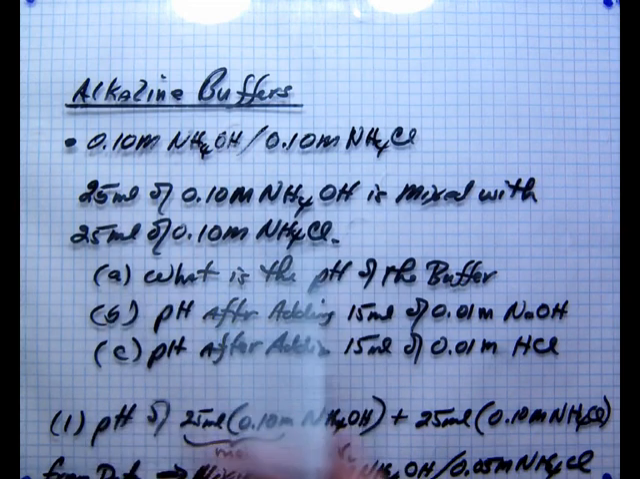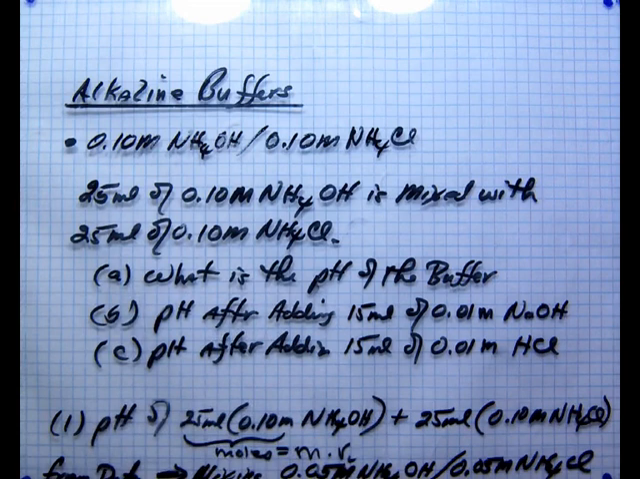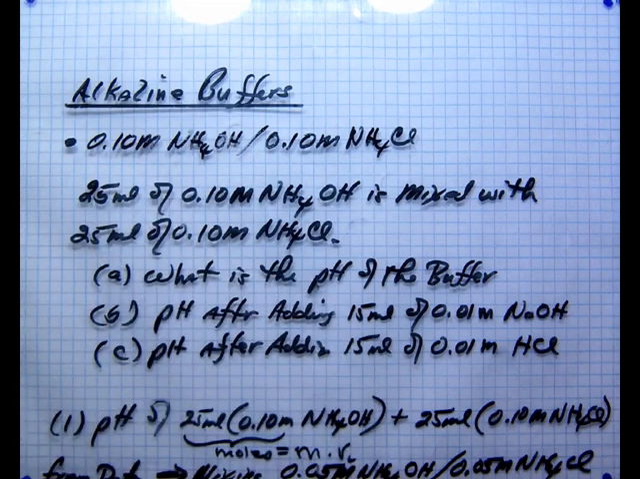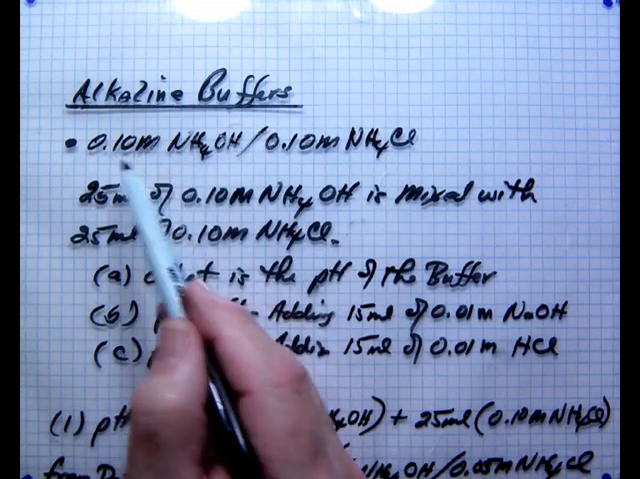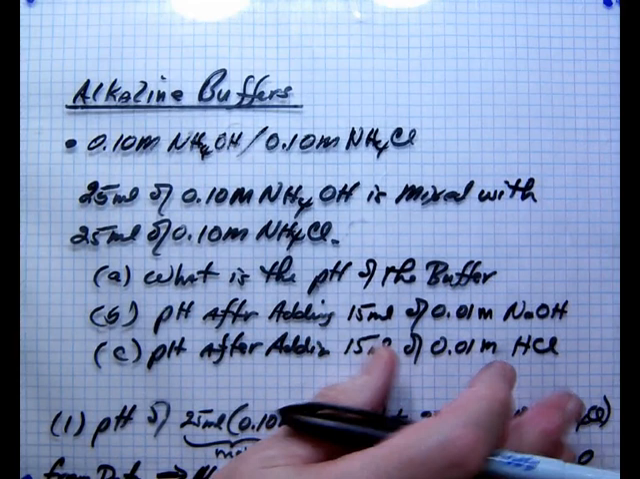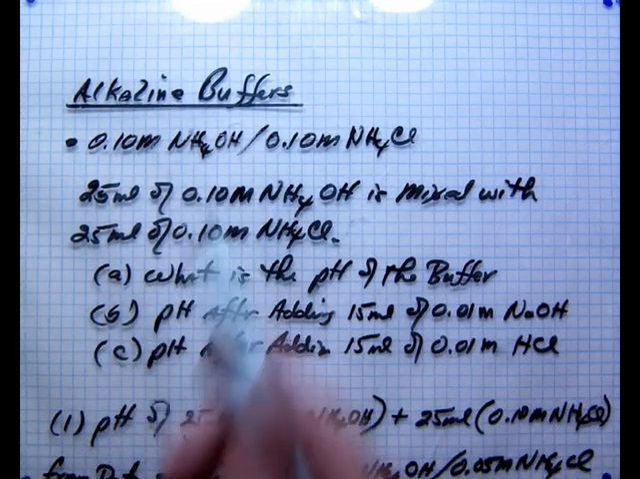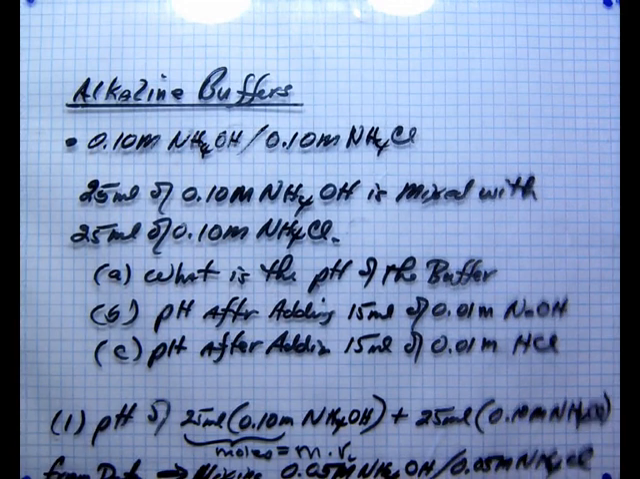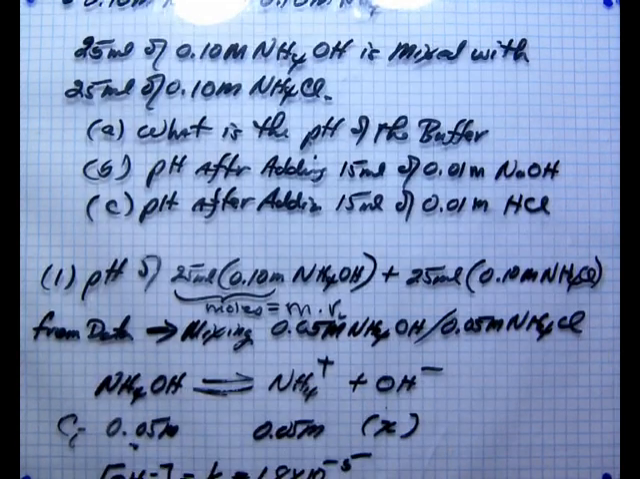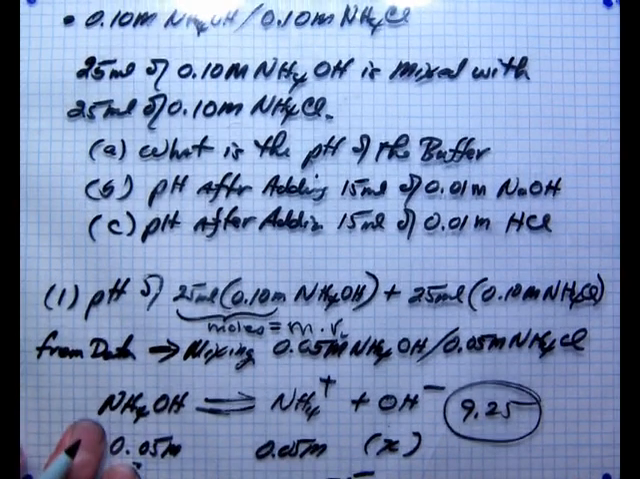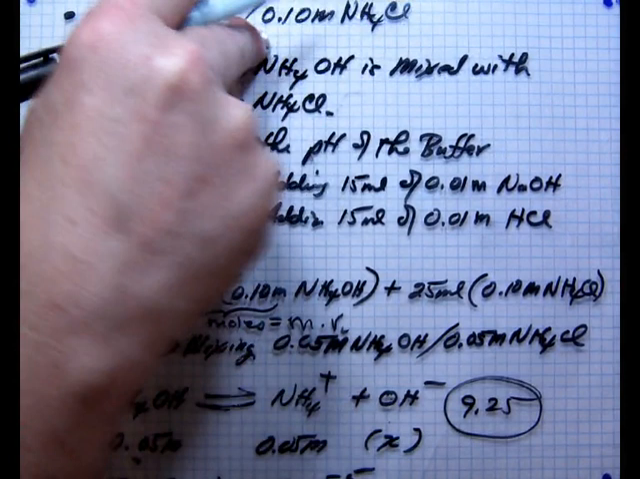All right, I got one for you here. Let's say this is the buffer system, right here. What's the pH of this system? Now the point, the 0.05 came out 9.25. What's this one going to be?